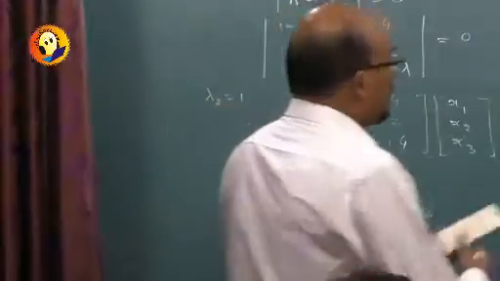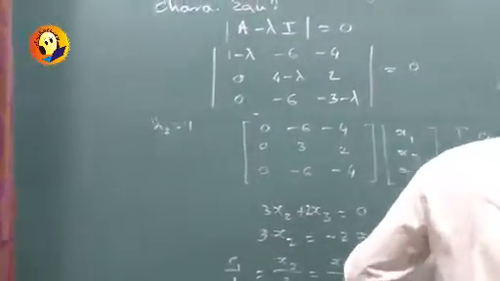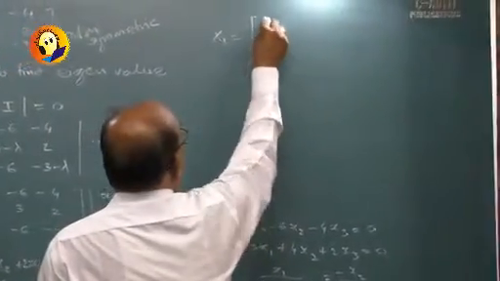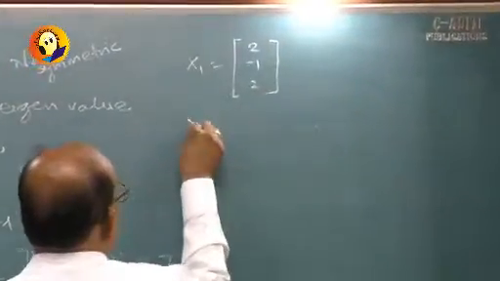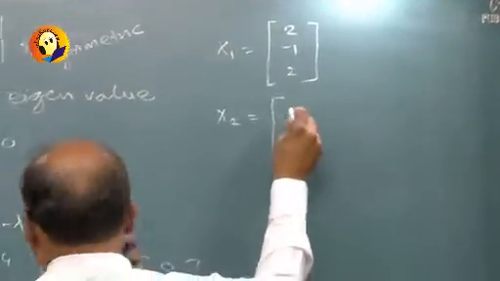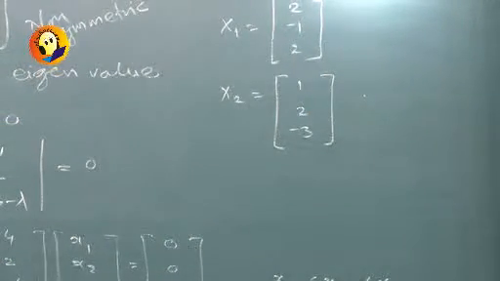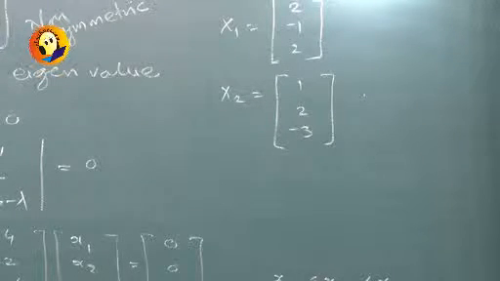But the condition he is specifying is they should be linearly dependent. So we will have to keep in mind that also. Okay, x1 turned out to be 2, minus 1, 2. x2, if we are planning it to be something like 1, 2, minus 3, then what would be x3, so that they will be linearly dependent?